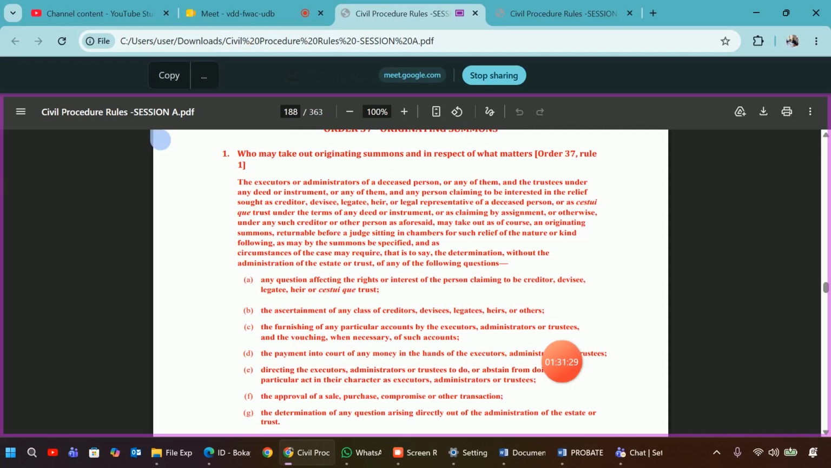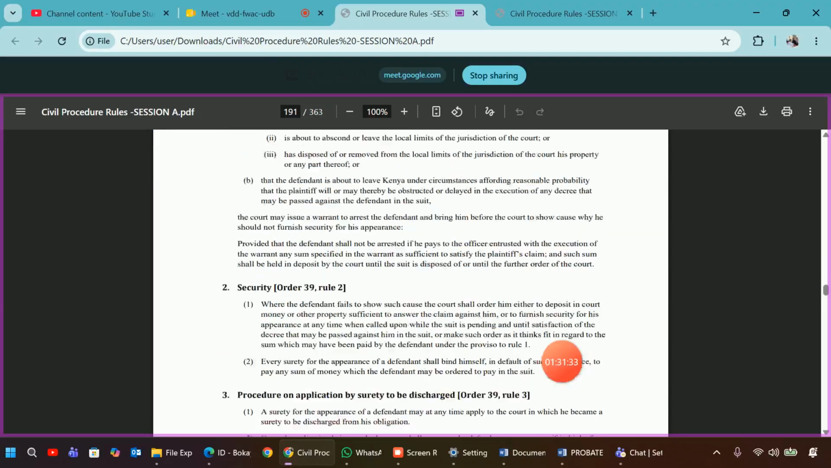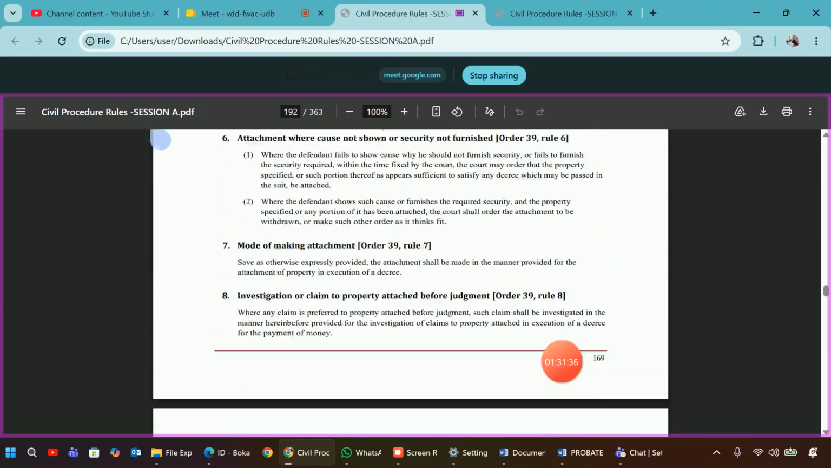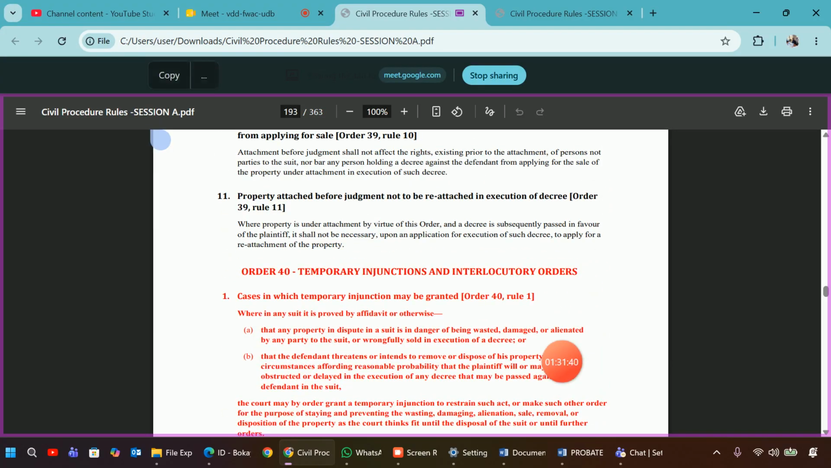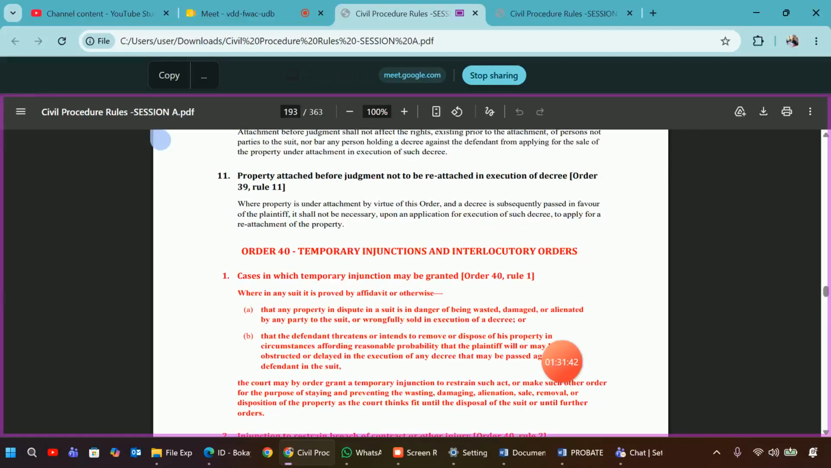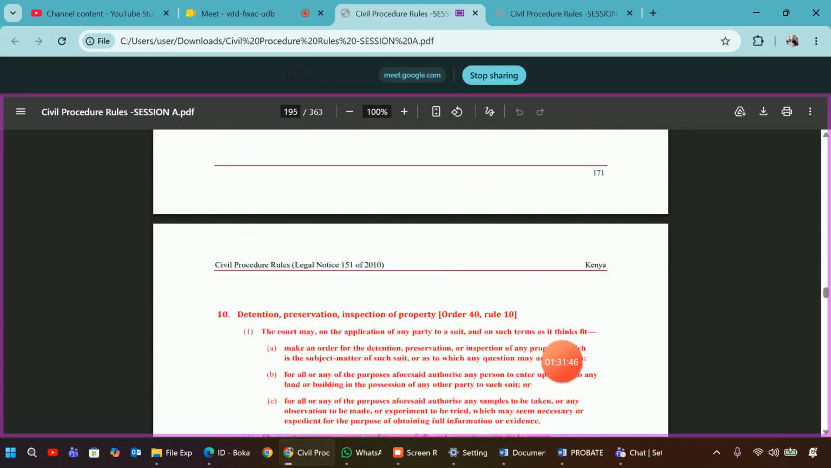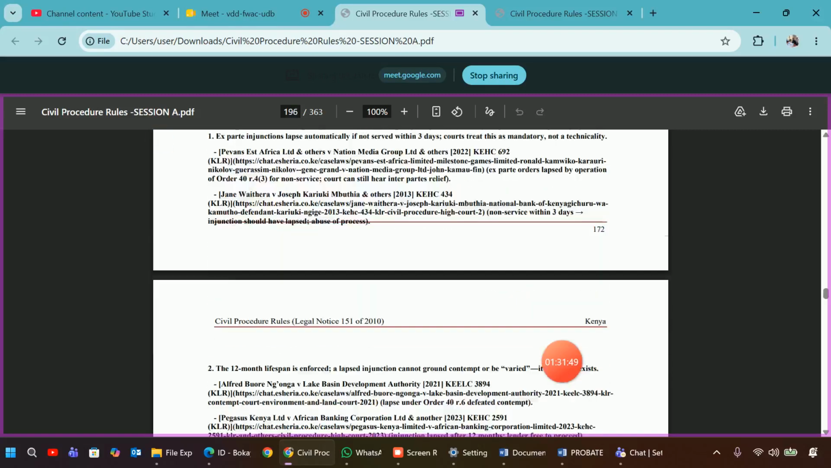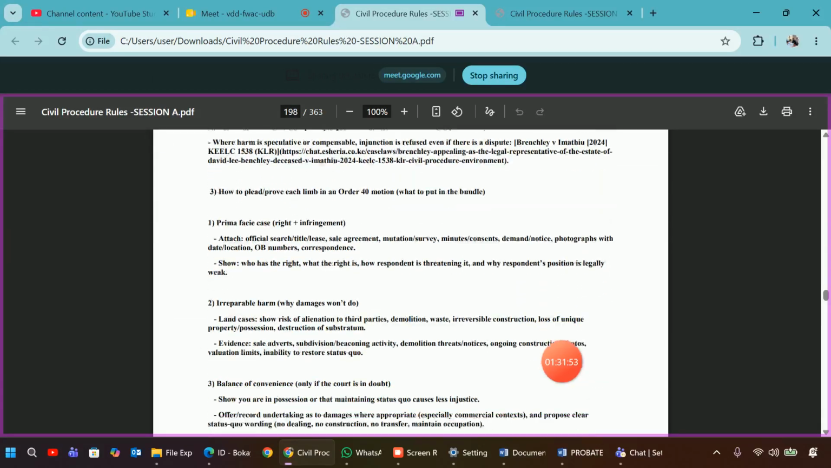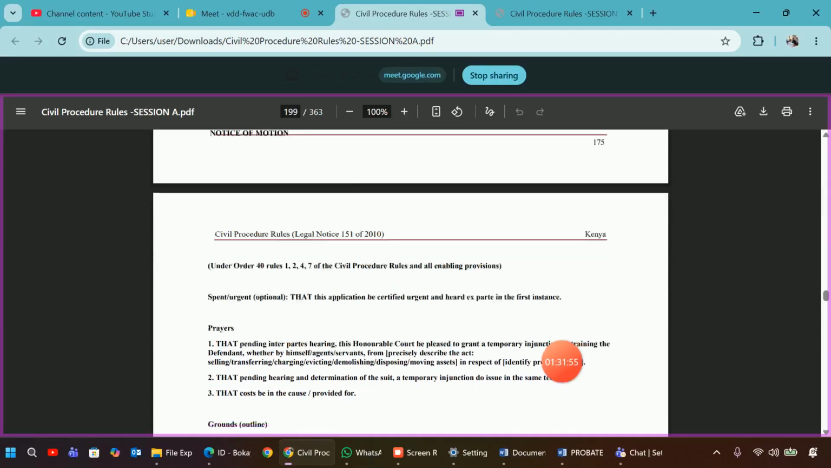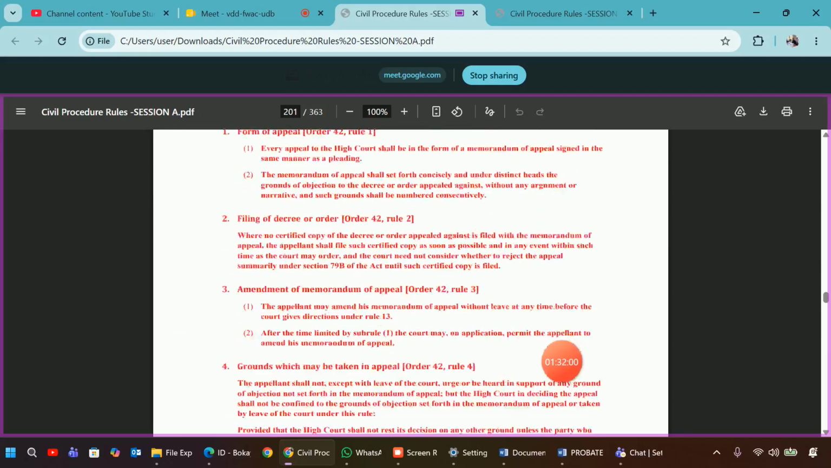Order 37. What applications require an originating summons? That can be an oral question. Then it can also be a problem question. Temporary injunctions and interlocutory orders are highly and frequently tested areas. You have been approached by an auctioneer at your doorstep, and the auctioneer wants to execute. How do you move the court accordingly? How do you draft the application to seek a temporary injunction?